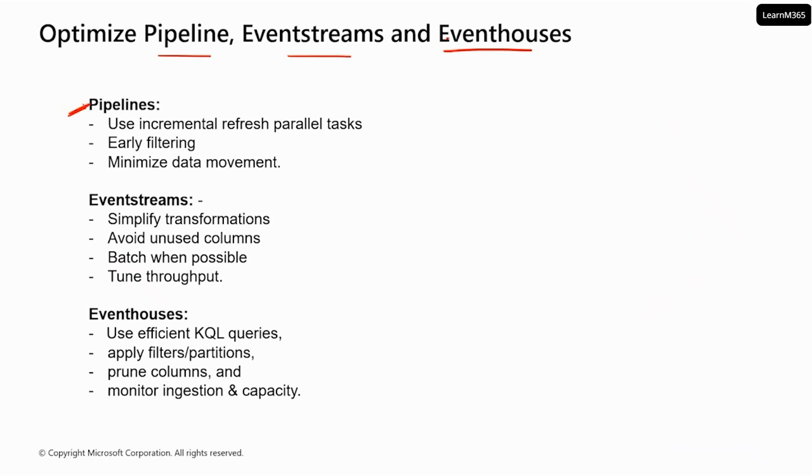So for pipelines, if you want to optimize the performance of a pipeline, you can use incremental refresh, which is a parallel task. Early filtering you can do. You can minimize even the data movement. Only move that much data which is required. You can minimize those data movements. That is how you can optimize the performance of a pipeline.